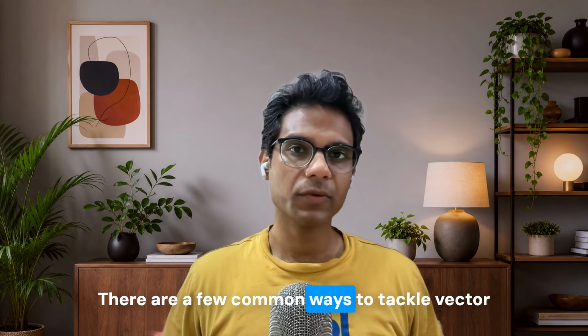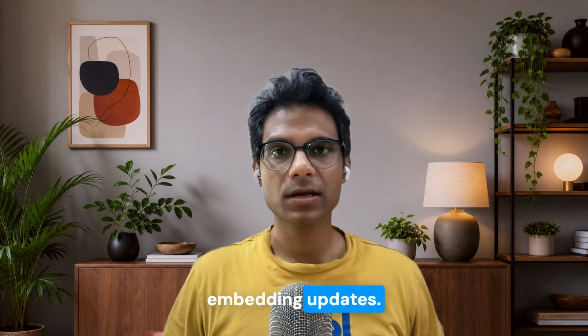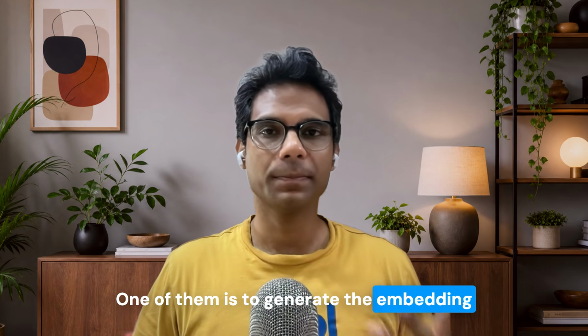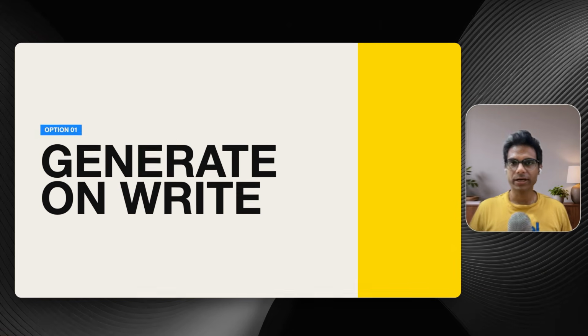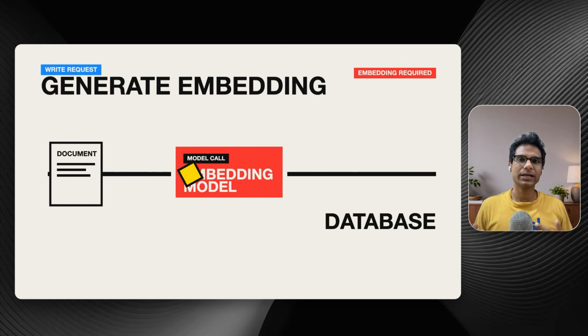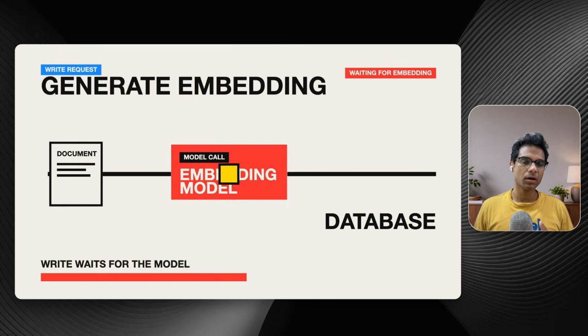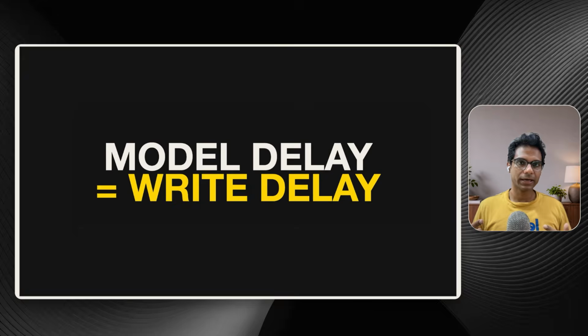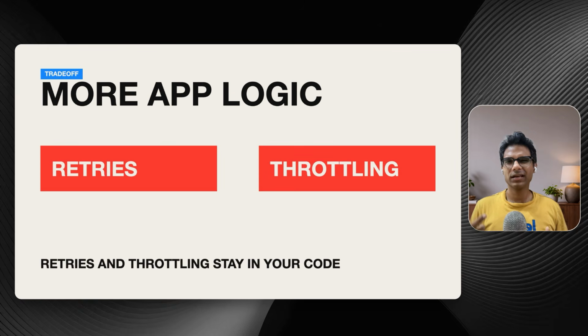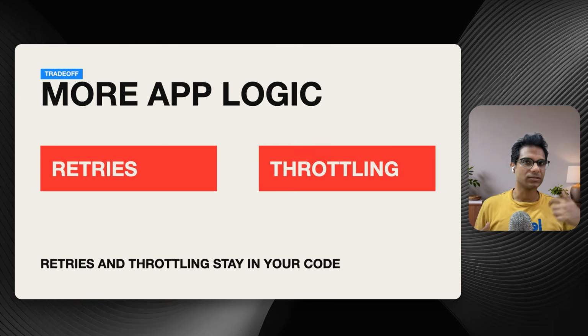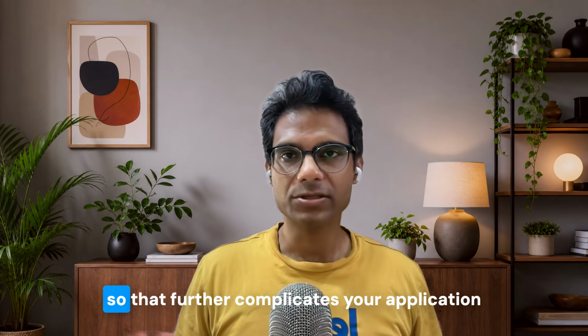There are a few common ways to tackle vector embedding updates. One of them is to generate the embedding as part of the application's write path. Now, this is simple, but it tightly couples your application to the embedding model, and that can impact the write latency. And you will likely need to handle aspects like retries and throttling, so that further complicates your application code.